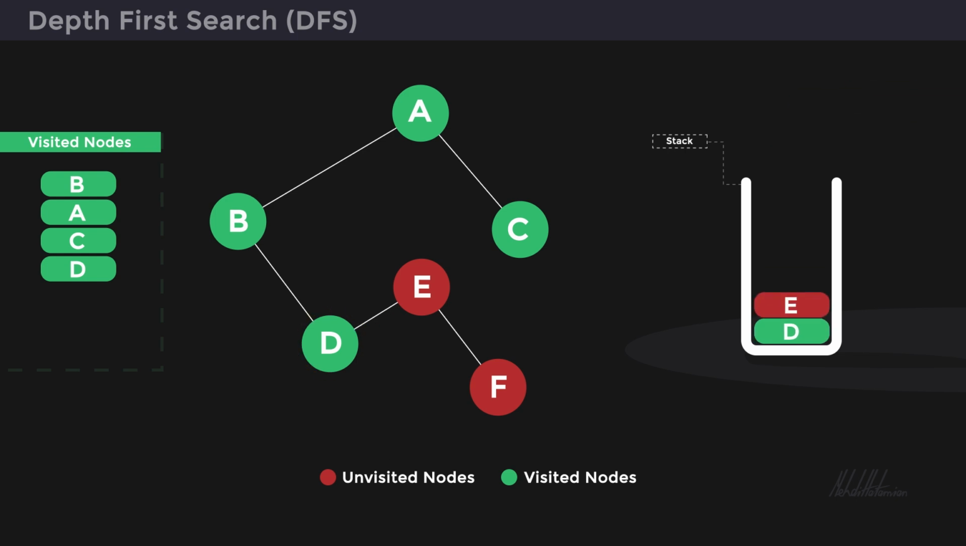Node E is adjacent to D, so mark it as visited and then add its adjacent node, which is F, to the stack. F has no adjacent nodes, so we mark F as visited. At this point, there are no more unvisited adjacent nodes. We remove any remaining items from the stack to check, but now all the nodes are visited and the stack is empty. Now let's move on to breadth first search.